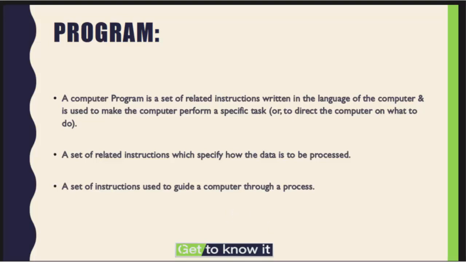So again, let's now try to understand what a computer program is. This is a term that you will be coming across several times, and it's good that we understand what it is so that we are good to go. A computer program is usually a set of related instructions written in one of the computer's languages, and it is used to make the computer perform a specific task, to direct the computer on what to do. As I've said before, a computer usually works under the control of programs. These programs are instructions that are stored or held within the computer, and they are usually written in one of the computer's languages.